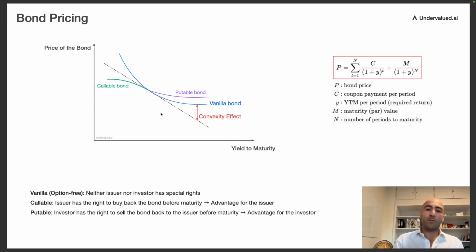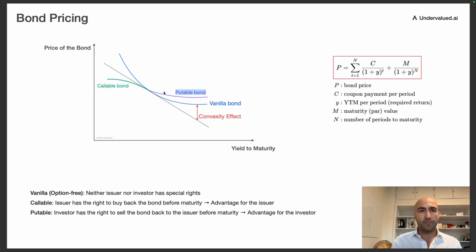Now, not all bonds move just like a vanilla bond. You have a different type of bonds that have a slightly different shape. In particular, bonds that have an option embedded in them, like callable bonds and puttable bonds. Those bend, if you want, the curve.